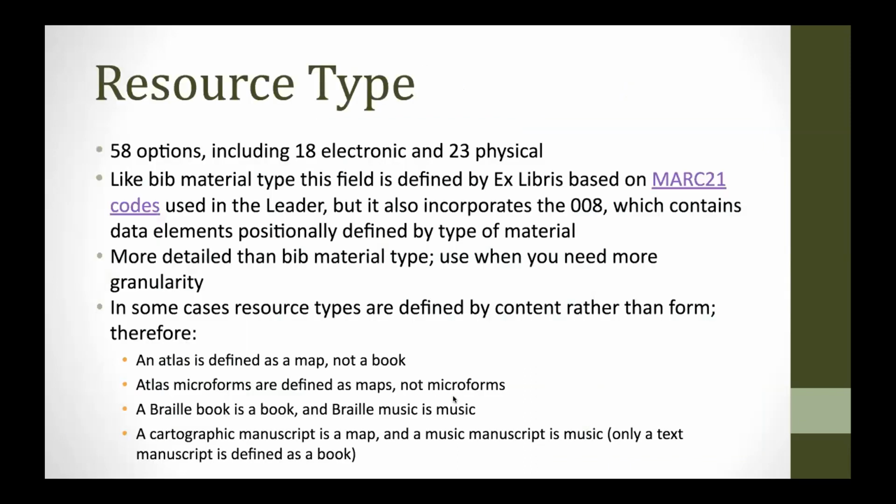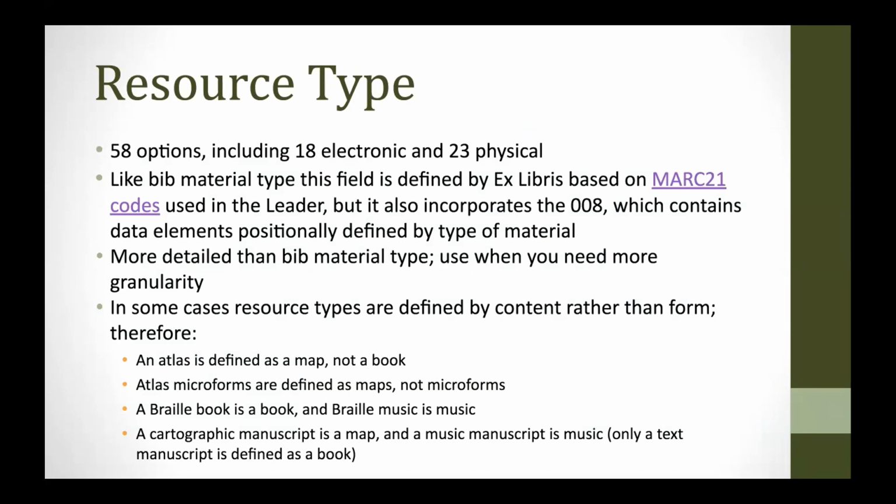Resource type, on the other hand, is much more expansive than bib material type. There are 58 options as opposed to 7. It includes 18 electronic resource types and 23 physical. The remainder are basically microformats, and there's also an undefined resource type. And this is also defined by Ex Libris based on MARC 21 codes used in the leader, but it also incorporates the 008, which contains data elements that are positionally defined by the type of material. So book, continuing resource, visual material, and so on.